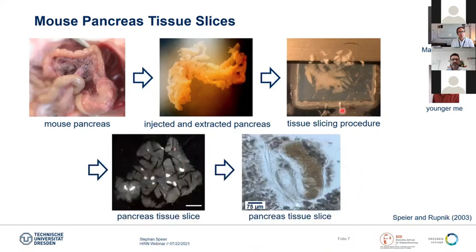So what we ended up with at the time was something like this, and you can see this is basically living pancreatic tissue. You see the exocrine part around here. This is a dimension of about 5 times 5 millimeters. And what you see here are the islets. In this case, they are nicely aligned along a larger duct.